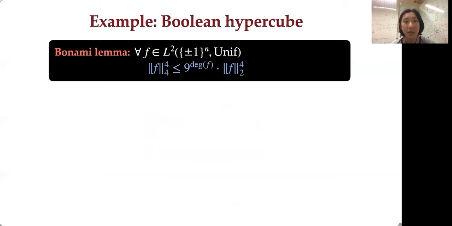So let's see an example of a hypercontractivity inequality. The most well-known example would be the Bonami lemma, which considers the probability space of the uniform distribution over the Boolean hypercube. It says that for every function f with bounded L2 norm over the uniform Boolean hypercube, the fourth moment of f is at most 9 to the degree of f times the second moment of f, squared.